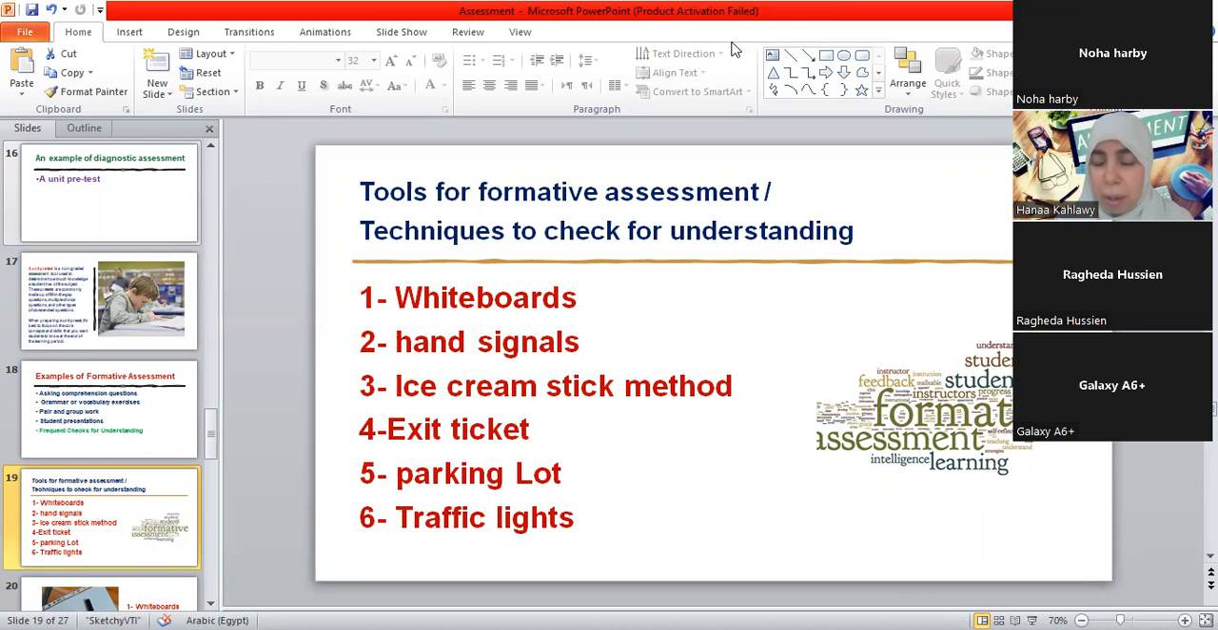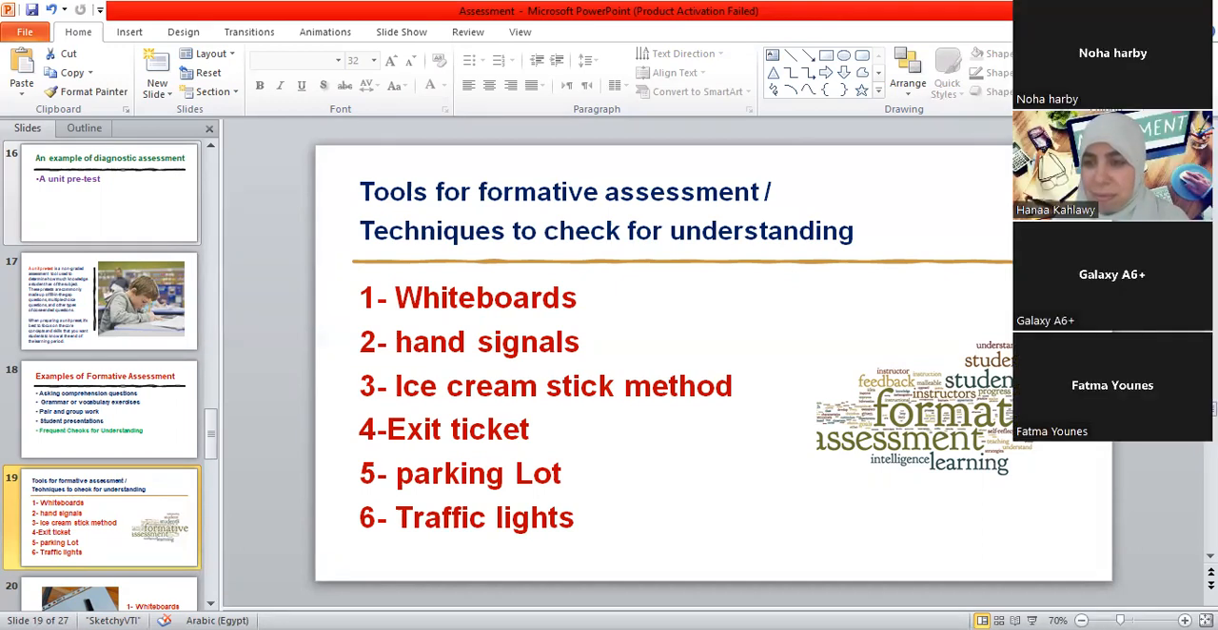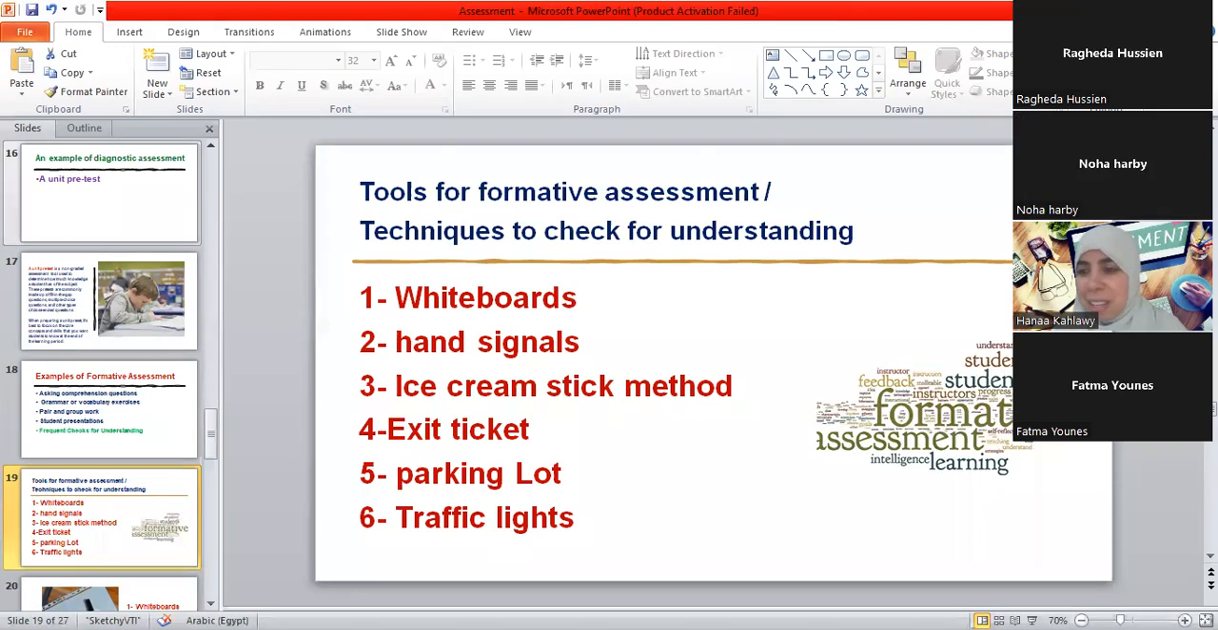Did it work out? Yes, it's suitable for my students. As for me, as an English teacher, and our Arabic teacher and our math teacher, we also use this way in our classes with our students. Thank you, Miss Noha. Ice cream stick method.